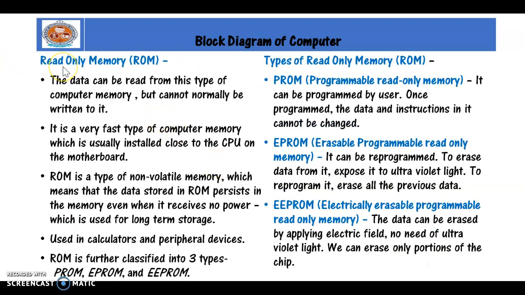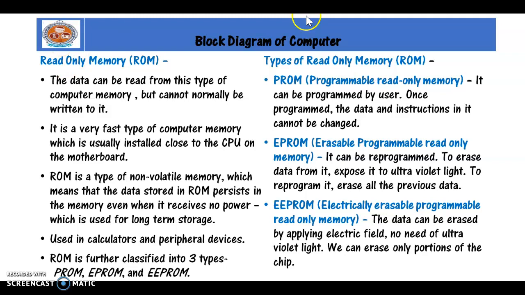Then going to the read-only memory. As the name suggests, we can only read information, but we cannot write anything using this. It is very fast when compared to RAM, and at the same time, it is a non-volatile memory. That is, even if the power is switched off, the information is automatically saved. And this is again divided into three types.